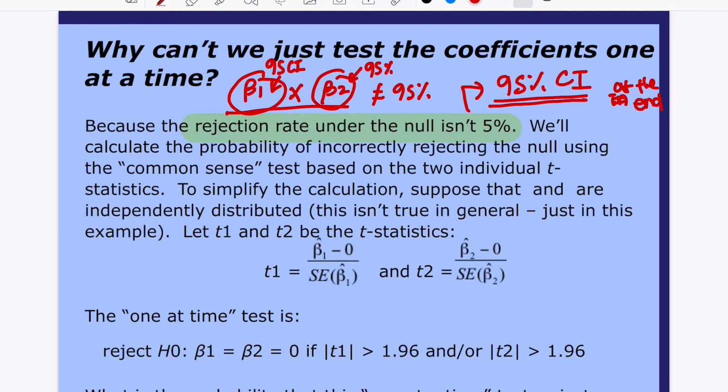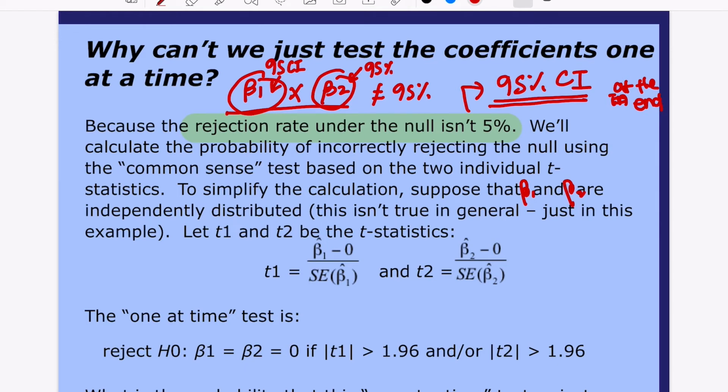So we'll calculate the probability of incorrectly rejecting the null using the common 5% significance level, or a 95% confidence interval for each, right? To simplify the calculation, suppose that beta 1 and beta 2 are independently distributed. This isn't true in general, but let's assume it in this sample, right?